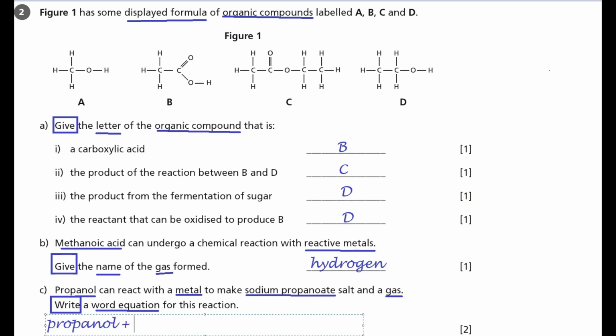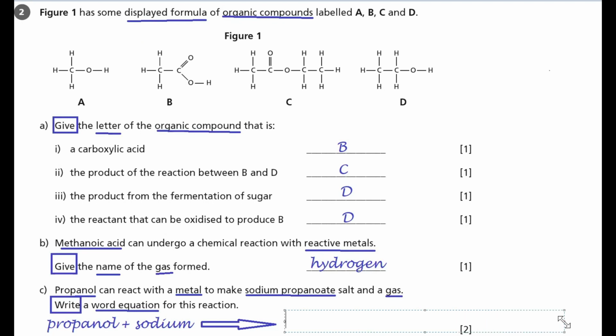and a metal. Which metal is it? Well, we know the salt is sodium propanoate, so the metal must be sodium. Now, this is a chemical reaction that goes one way, so we're going to have a goes to arrow. It's not a reversible reaction arrow. So we need to work out the products. So the products will be sodium propanoate and a gas, and that gas is hydrogen.